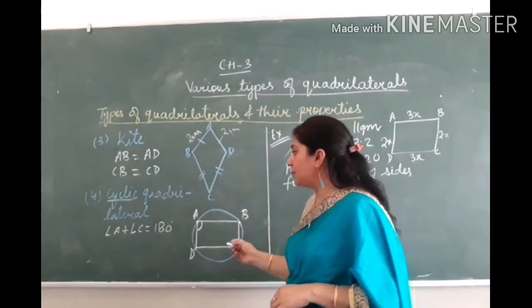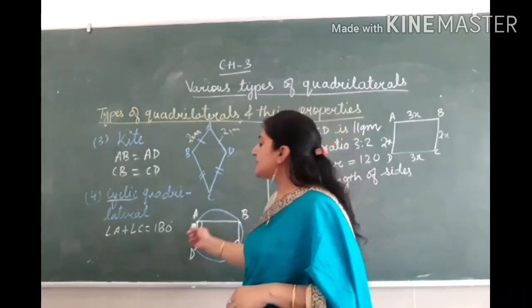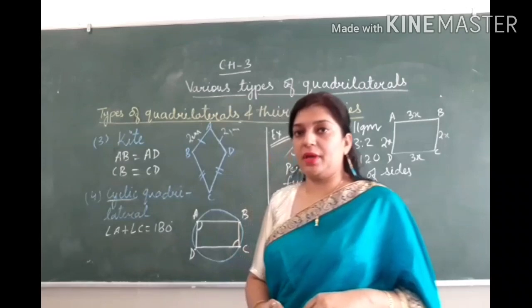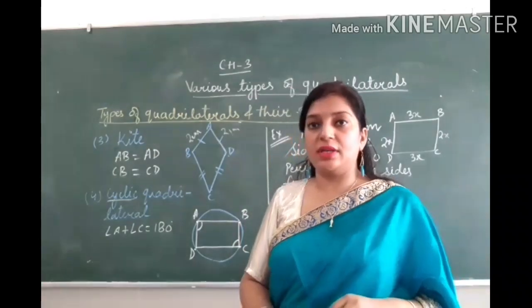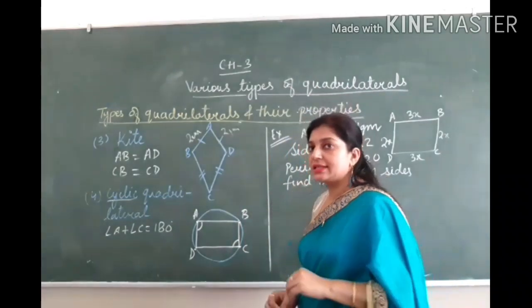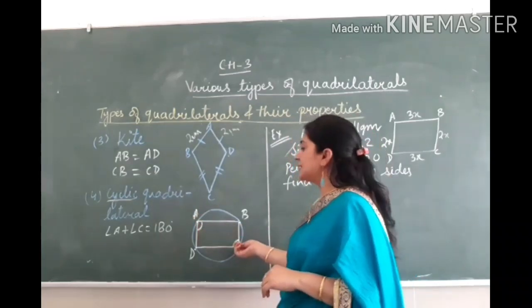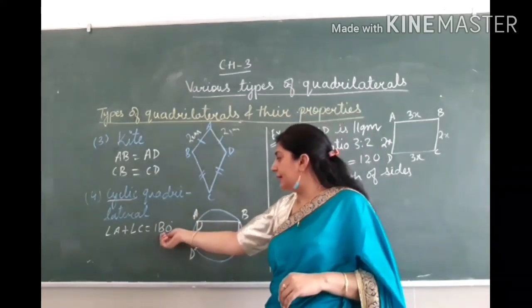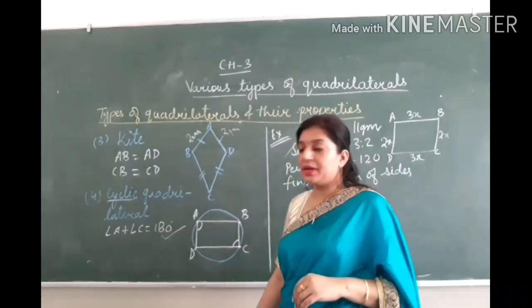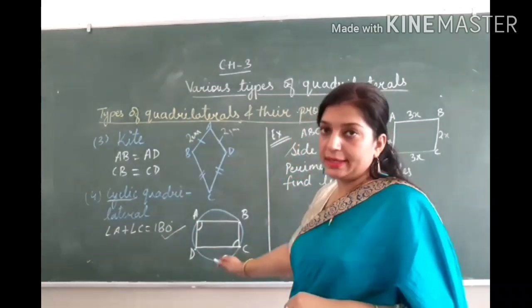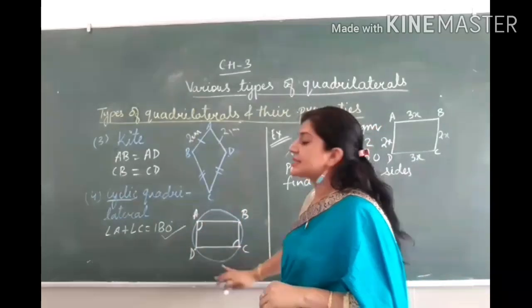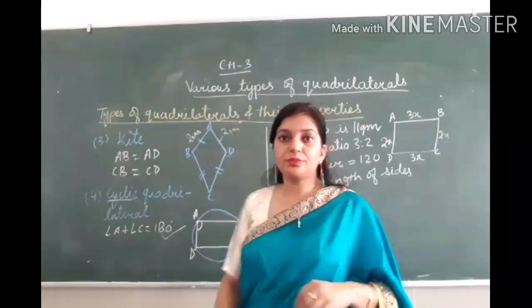And what is one important property? Opposite angles are supplementary. In a cyclic quadrilateral, opposite angles are supplementary. That means angle A plus angle C is equal to 180. Angle A plus angle C is equal to 180. So this was all about the cyclic quadrilateral.